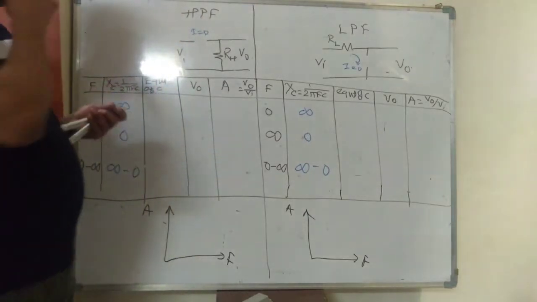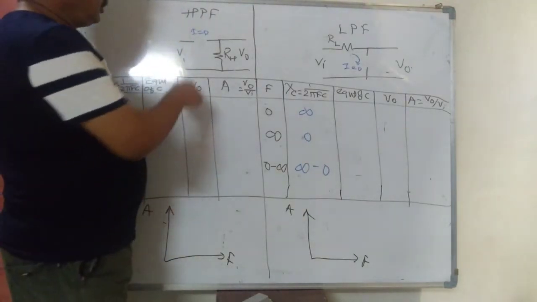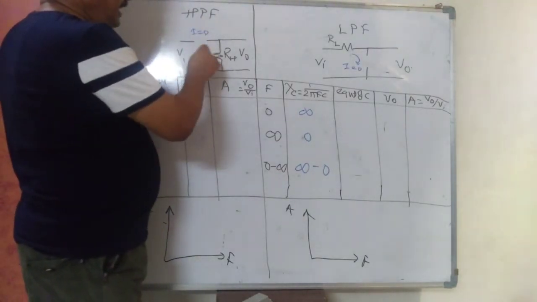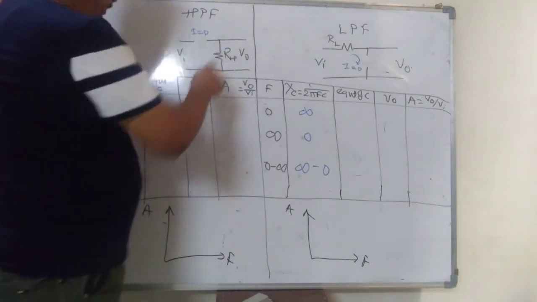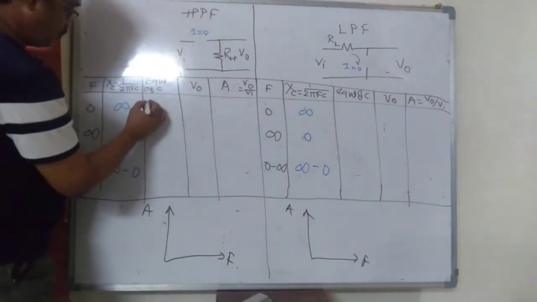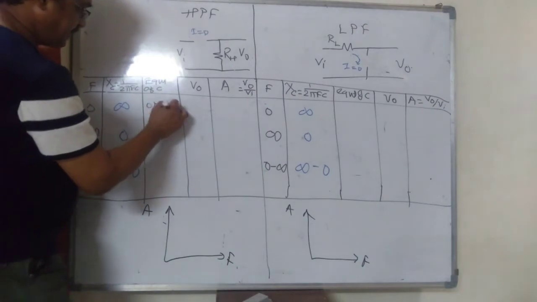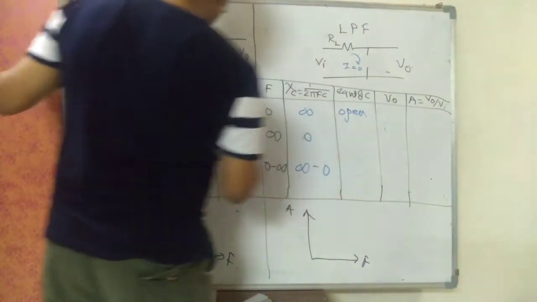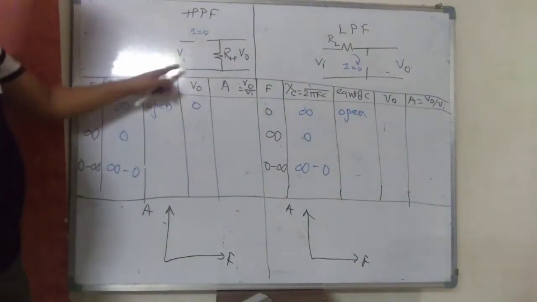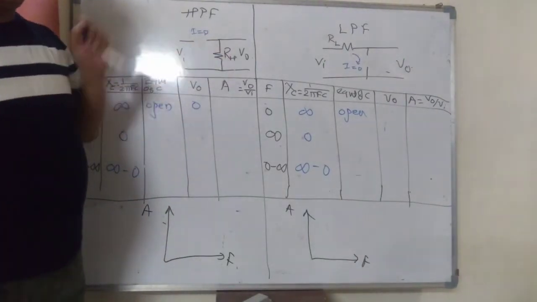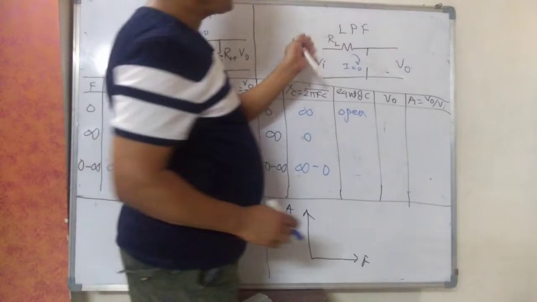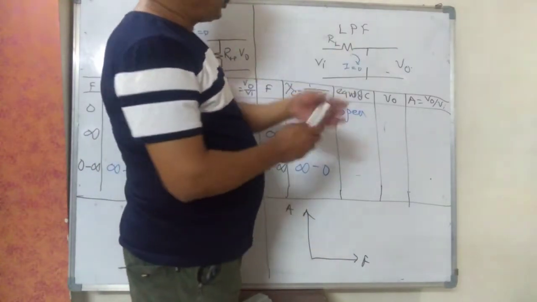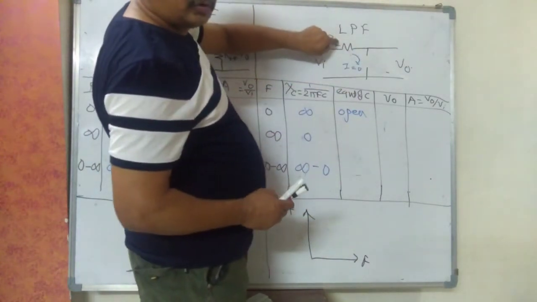No current can flow. So when current is 0, I into R is 0. So output voltage is 0. Open. Path is open. Output voltage is 0. No current flows through the resistor. Here, no current flows through the resistor. So I into R is 0.